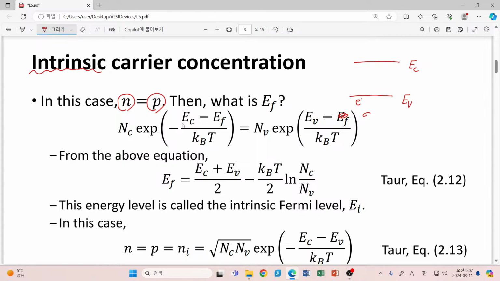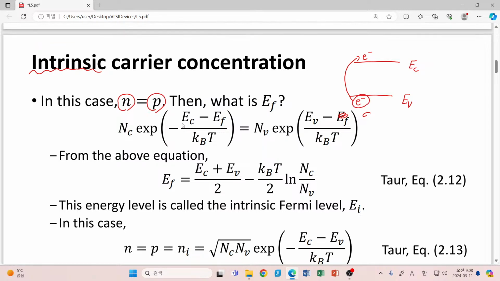Here we have originally an electron occupying the valence band state, and when it is thermally excited, then we can have this kind of electron in the conduction band, and there will be a certain empty space previously occupied by this electron.